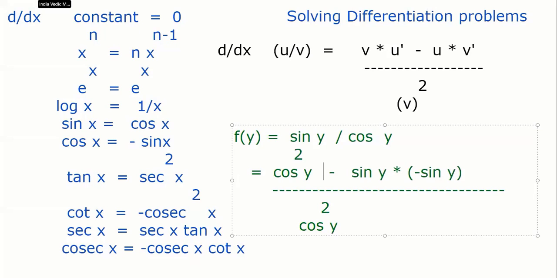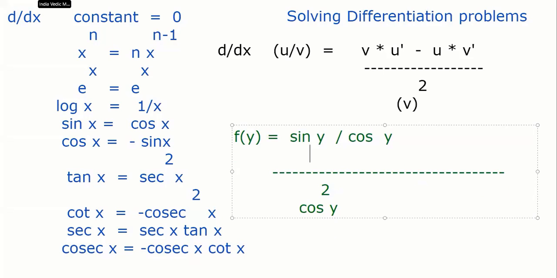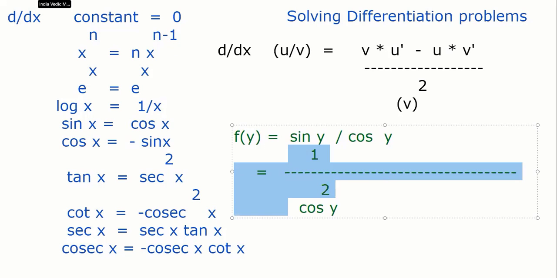Then minus, and this minus comes out to become plus. Sin y into sin y is sin square y. So in the numerator is cos square plus sin square. What is cos square y plus sin square y? 1, sir. Everybody knows the identity, right? Cos square x plus sin square x is 1. So my whole numerator becomes 1. 1 by cos square y is what? Sec square y, sir. So the final answer is simply sec square y.